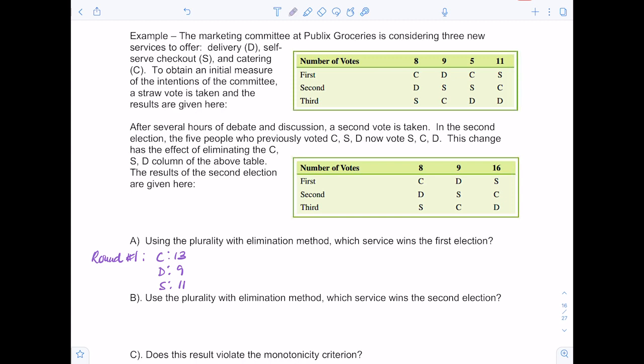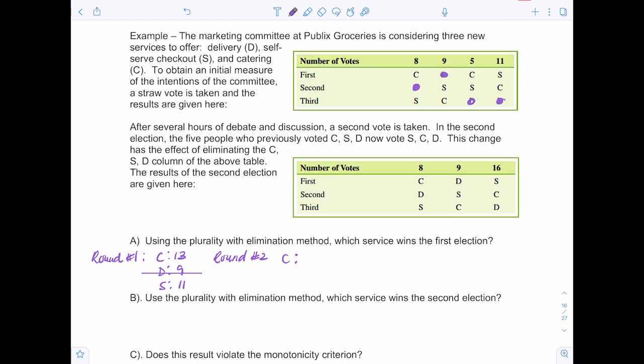So with plurality with elimination, remember we're going to eliminate the lowest, which would be the delivery, okay? So now we're going to have another election, so we'll call this round number 2. And here we just have C and S left over, okay? So C is still going to be, if we're looking at the first preference table again, it's just 8 plus 5, okay? So remember, D went away, so you can even cross that out, okay? All the D's are no longer there.